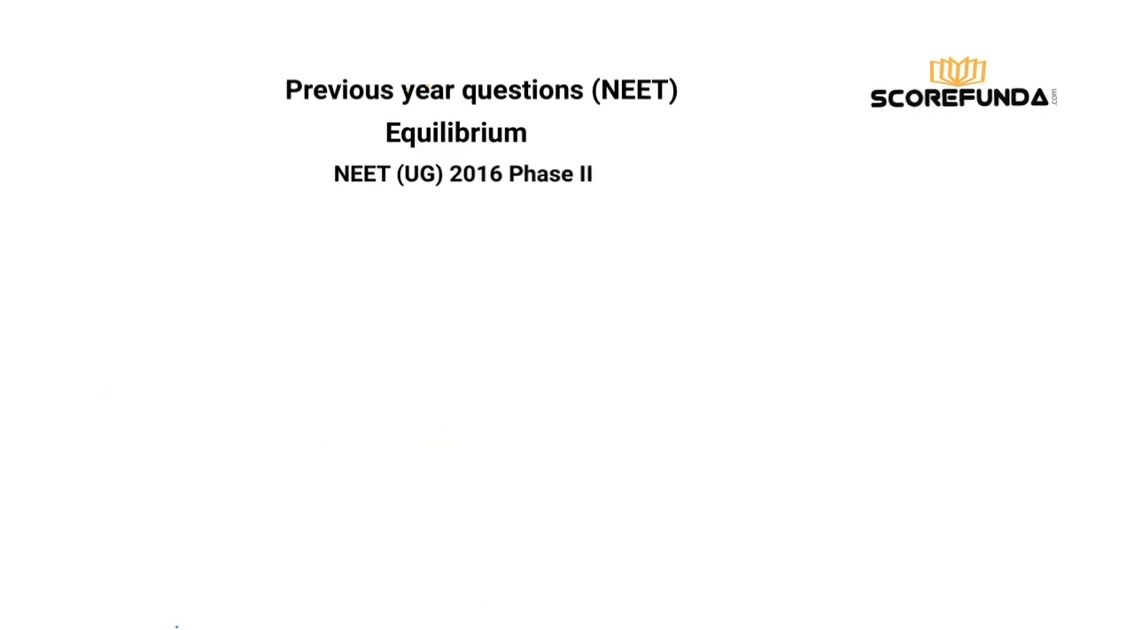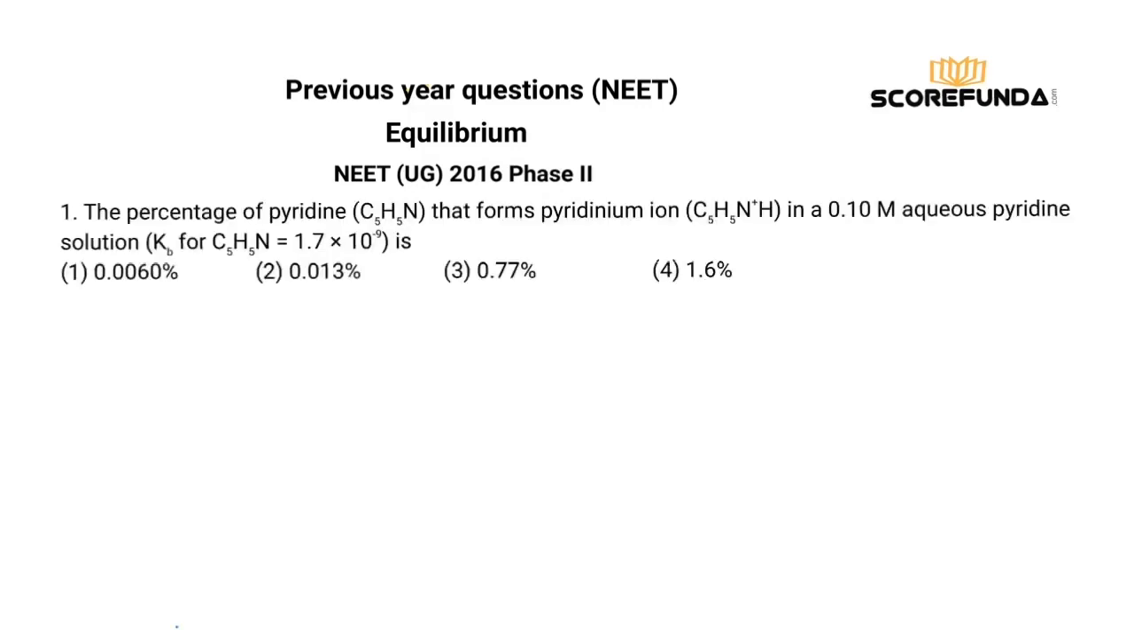Now let us take questions from NEET 2016 phase 2. इसमें 4 questions आए थे और ये है number 1, the percentage of pyridine C5H5N that forms pyridinium ion C5H5NH plus in 0.10 molar aqueous pyridine solution, Kb equals to 1.7 into 10 to the power -9. तो इसके लिए हम लोगों को निकालना है परसेंटेज अल्फा.